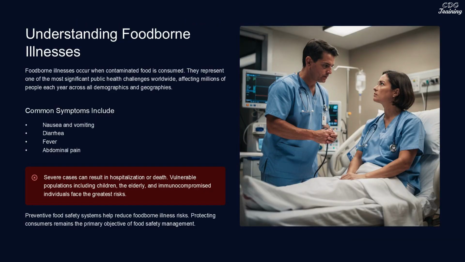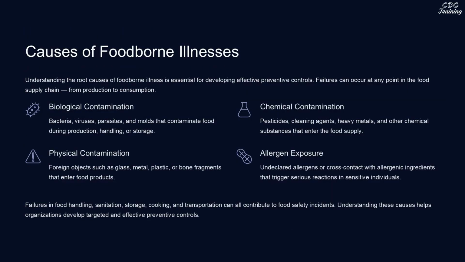Foodborne illnesses are a significant public health challenge, with symptoms ranging from mild to severe. Preventive food safety systems are crucial in reducing these risks. Understanding the causes of foodborne illnesses is essential for developing preventive controls. Biological, chemical, physical, and allergen exposures are key factors that need to be managed.